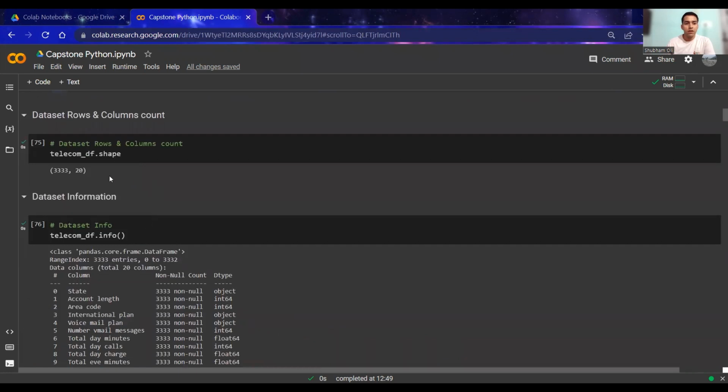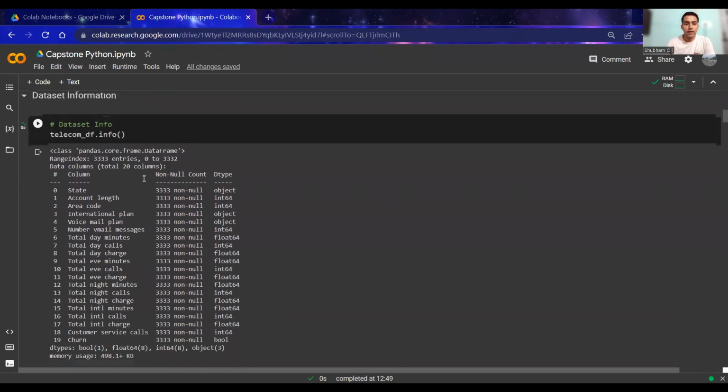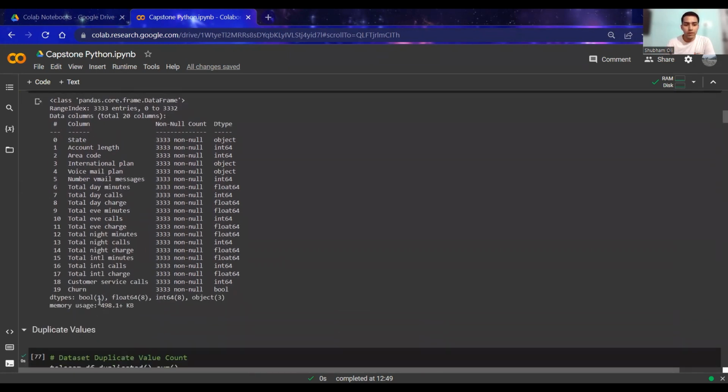Now by the .shape method, we are able to see how many rows and columns we have. So we have 3,333 rows with 20 columns. By the .info method, we are able to see the data types of our columns. So we have 1 Boolean, 8 float, 8 integer, and 3 object data types in our columns.